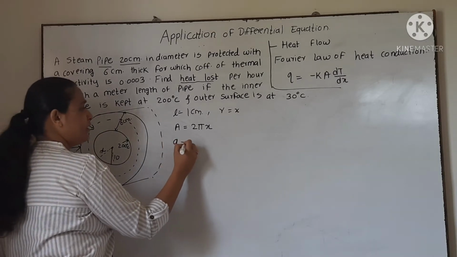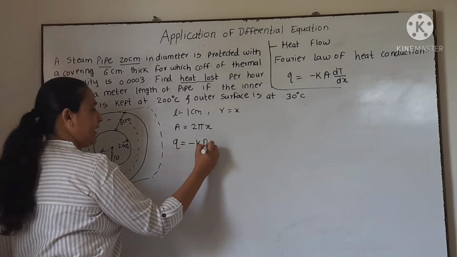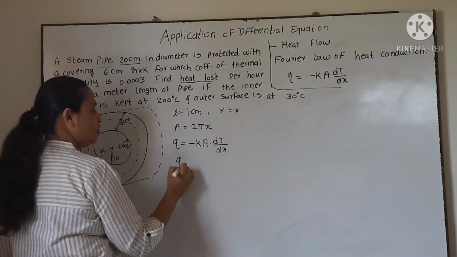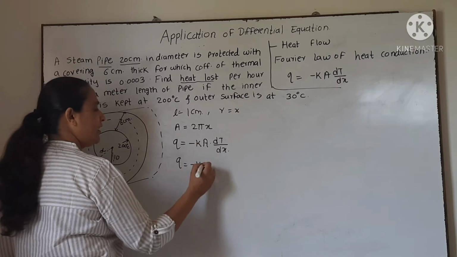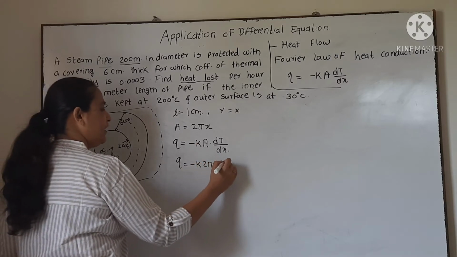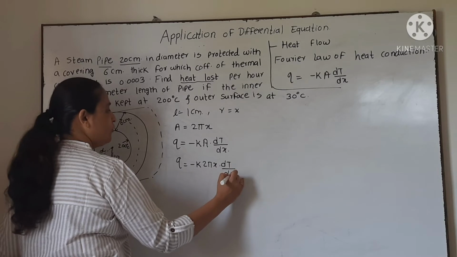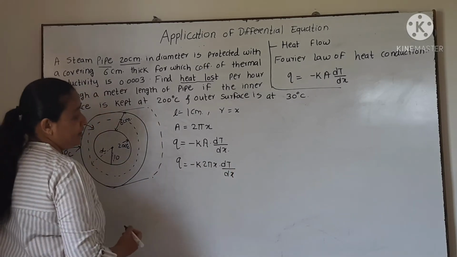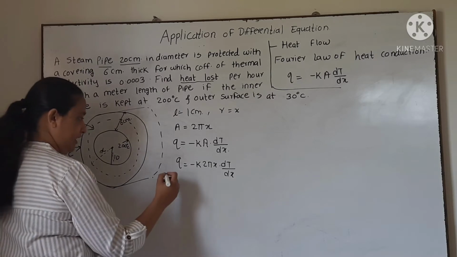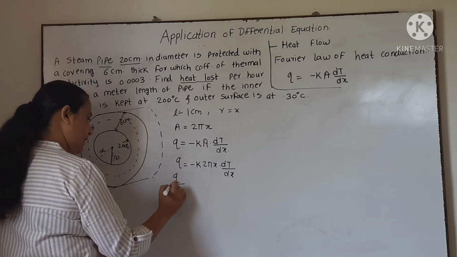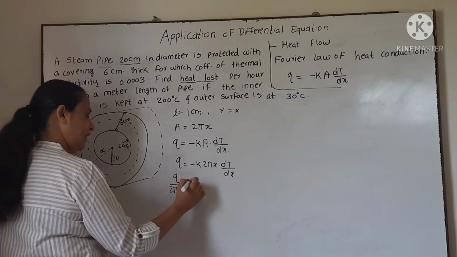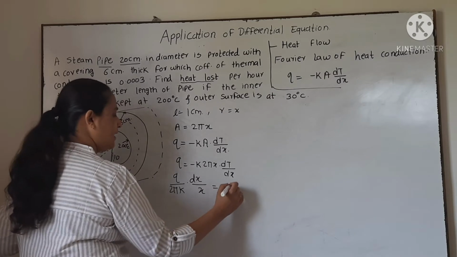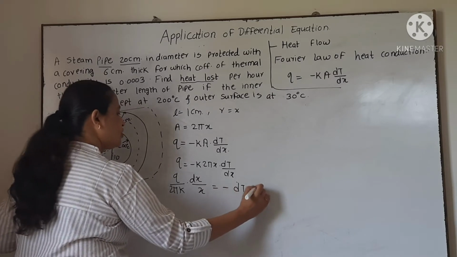What do you have? Q is equal to minus KA into dT by dx. Therefore, Q is equal to minus K, the value of A is 2 pi x, into dT by dx. So, we have to solve this differential equation. If you convert this into variable separable form, it is Q upon 2 pi K into dx upon x is equal to minus dT. Say this as equation number 1.